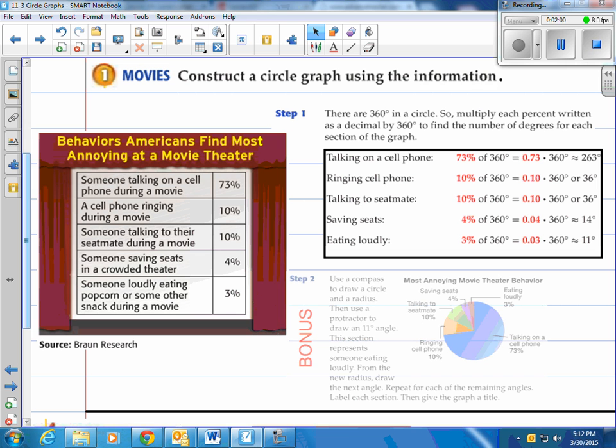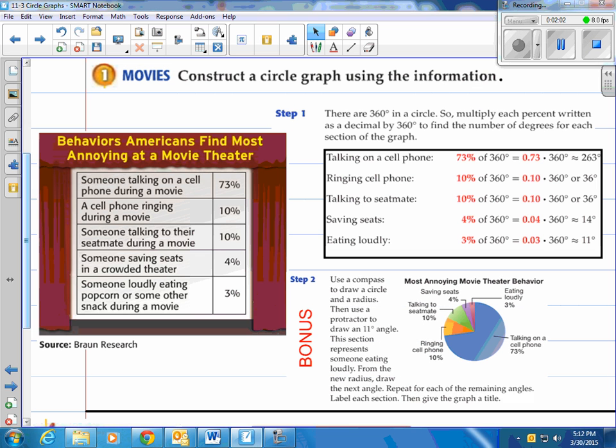But to see what the next step would be to actually create that circle graph, we would use a compass to draw a circle and a radius. Then use a protractor to draw an 11-degree angle. This section represents someone eating loudly. From the new radius, draw the next angle. Repeat for each of the remaining angles and then label each section. Then give the graph a title.